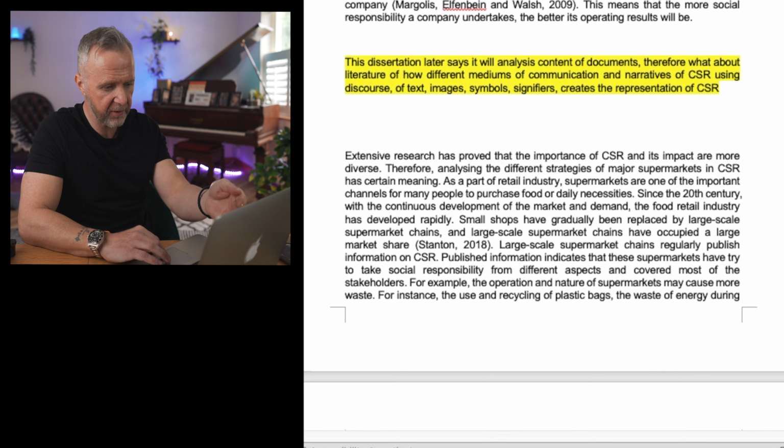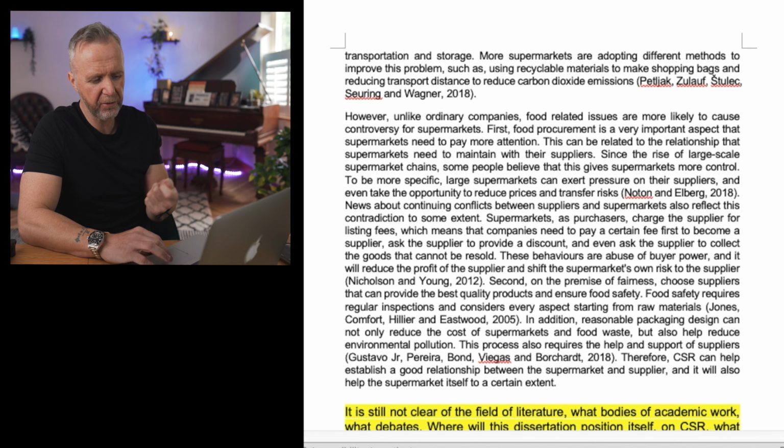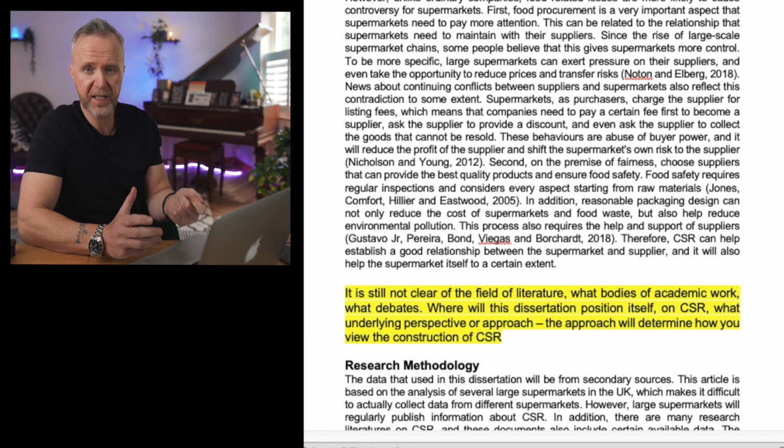So next, as we go through this literature, again, just pause it as I'm going through it. When I read through this part of the literature, it was still not clear what field of literature, what bodies of academic work, what debates, where the dissertation will position itself on CSR, what underlying perspective or approach will be used that will determine how the construction of CSR is viewed. A good proposal literature review is more purposeful, more directive, more about carving out a niche or an area or a gap in the overall understanding that this dissertation will have. And I think you will get this where it's a bit more generalist.